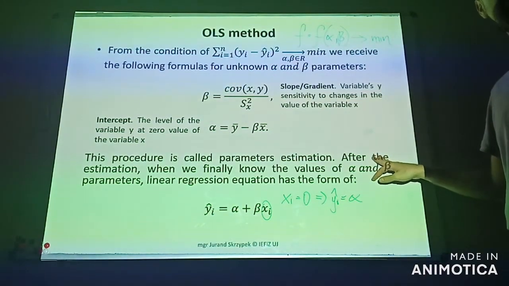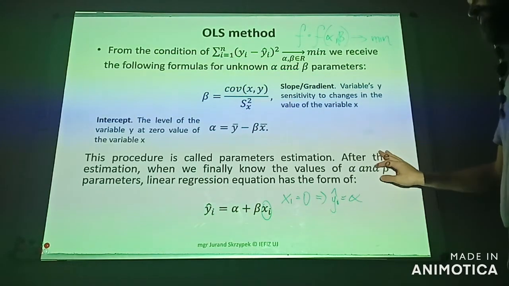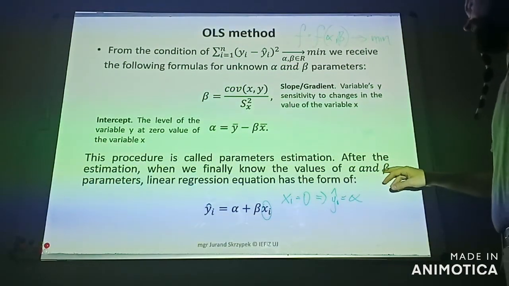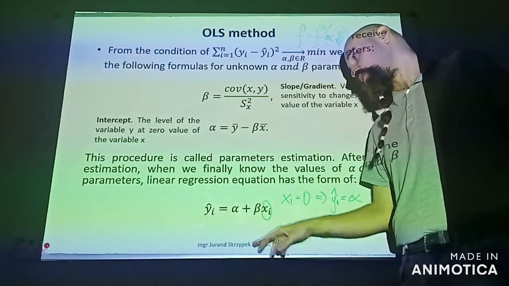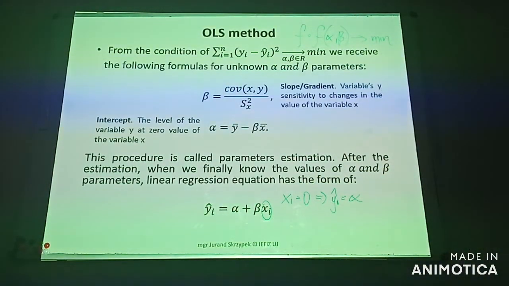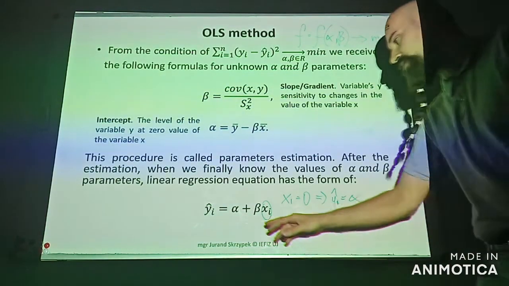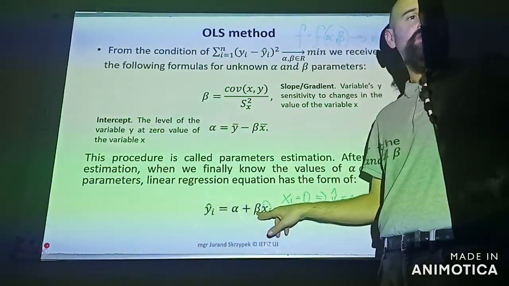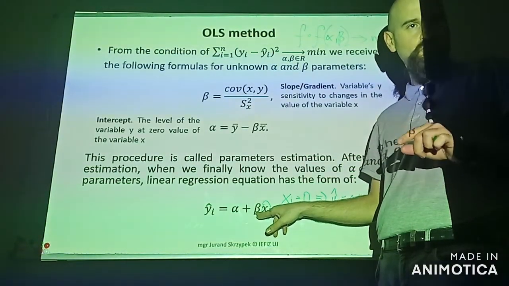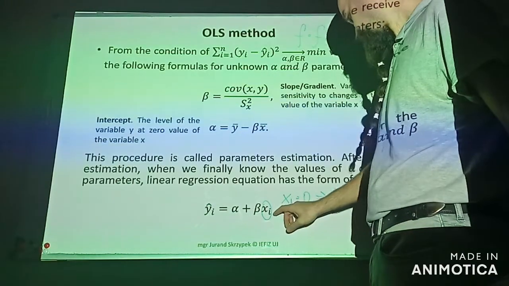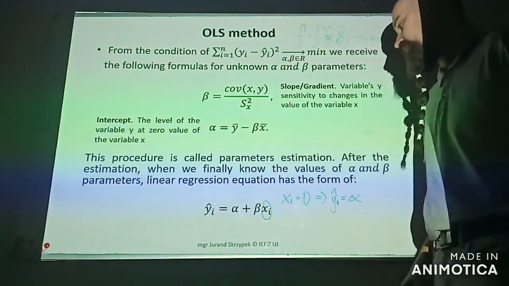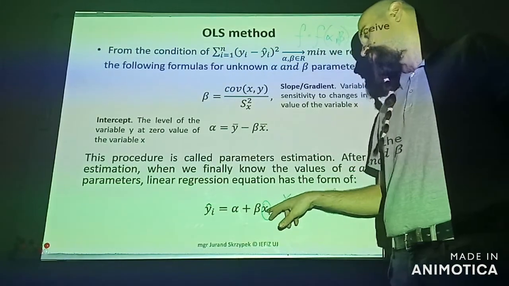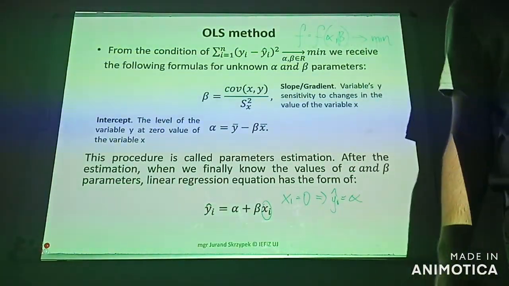Okay, so this is the end of the procedure. After the estimation, we finally receive the values of the alpha and beta parameters, and we can write down the equation of the model using yi with a roof, because the alpha and beta parameters at this stage are known, and we have also the xi value without any roofs, because this is the independent variable.